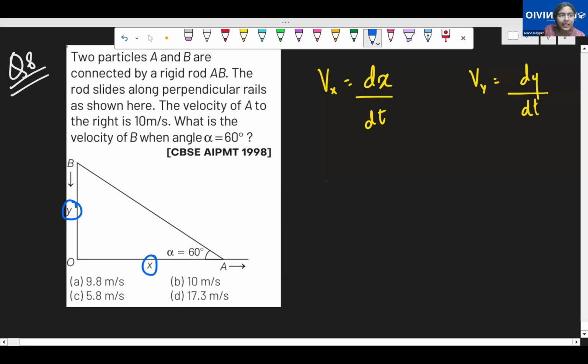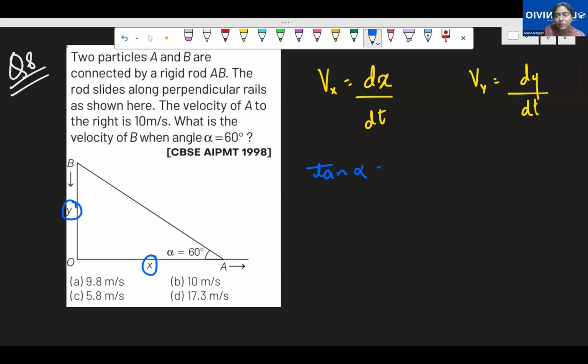So if I calculate tan alpha, what will it be equal to? Y by x, exactly. So from here, can I say y is equal to x tan alpha? Cross multiply. Okay. Now see, this is y is equal to x tan alpha.